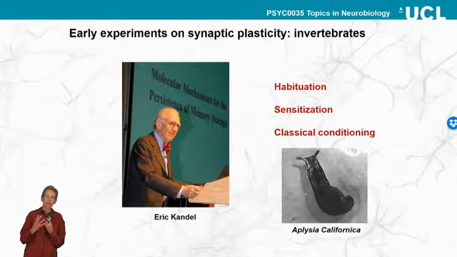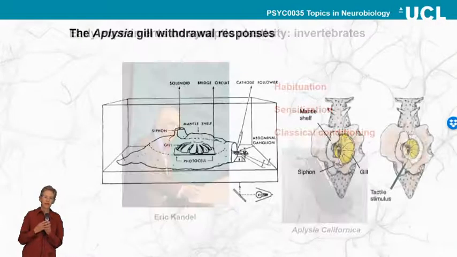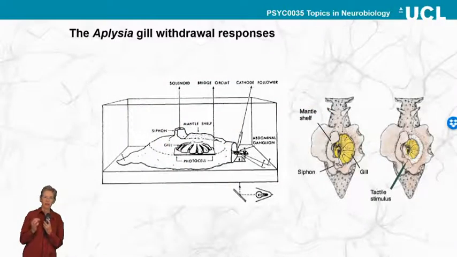And this animal has very simple behaviours, and to some extent they're very stereotyped, almost like a reflex. In fact, some of them are reflexes, but some of them can be conditioned in both what's called non-associative conditioning and associative conditioning. So the conditioning paradigm that Kandel developed with these animals makes use of a natural behaviour that they have called the gill withdrawal reflex.